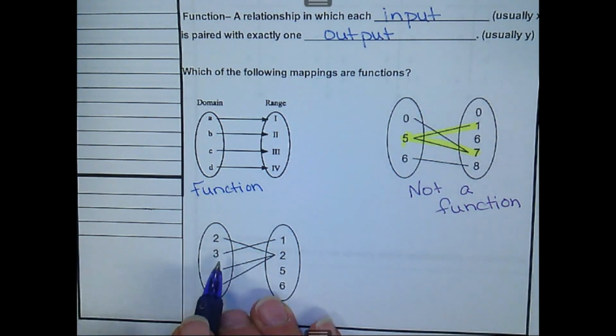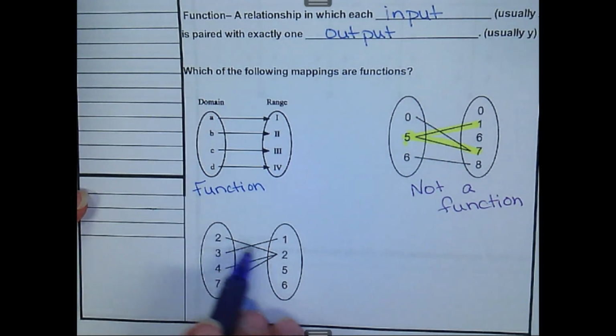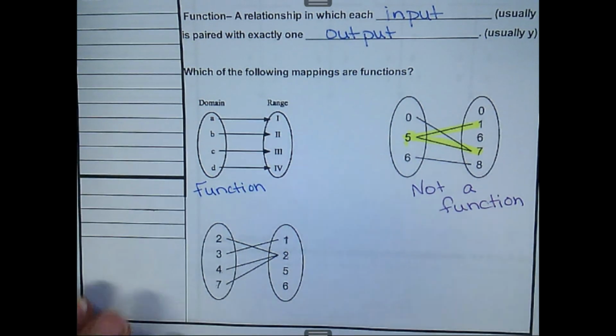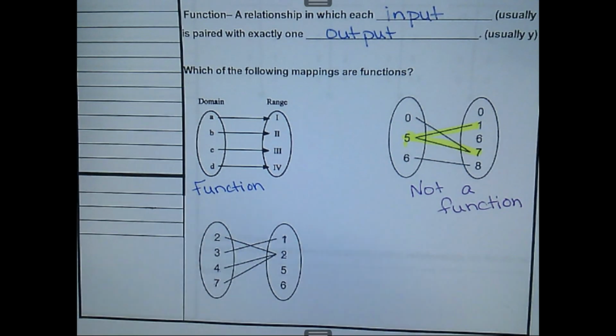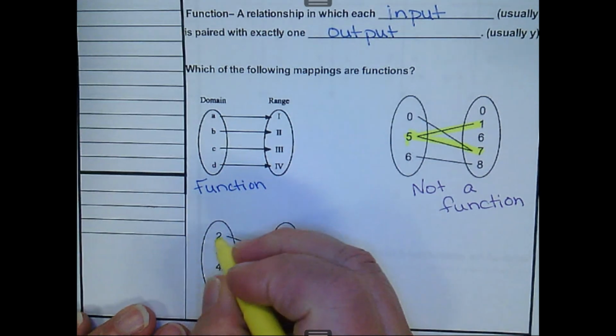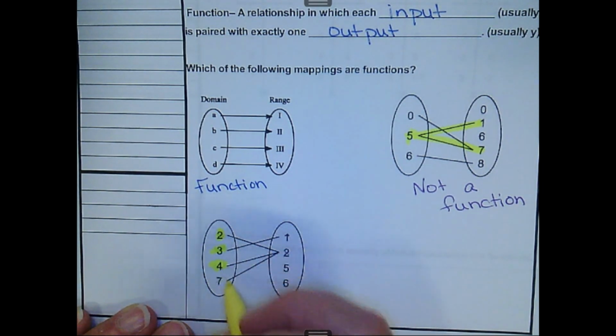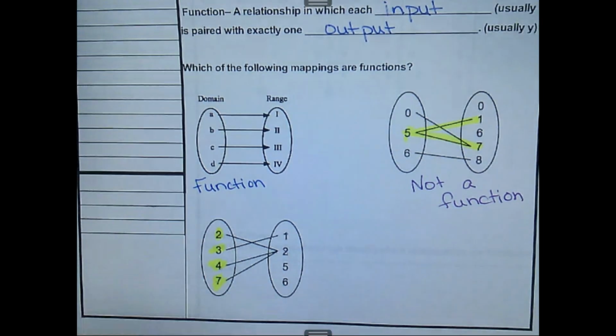Okay, so let's look at this one here. 2 goes to 2, 3 goes to 1, 4 goes to 2, and 7 goes to 2. I'm looking at these numbers here. Do each of them only go to a single number? Yes. So this is a function.